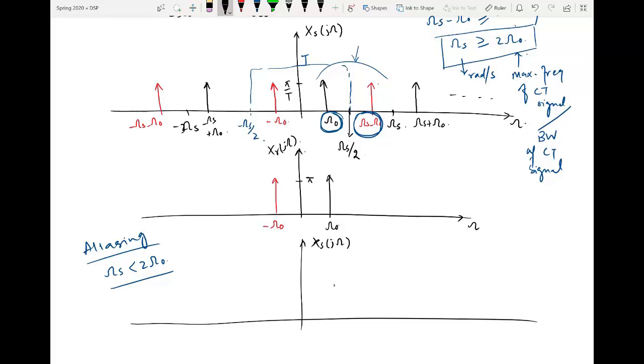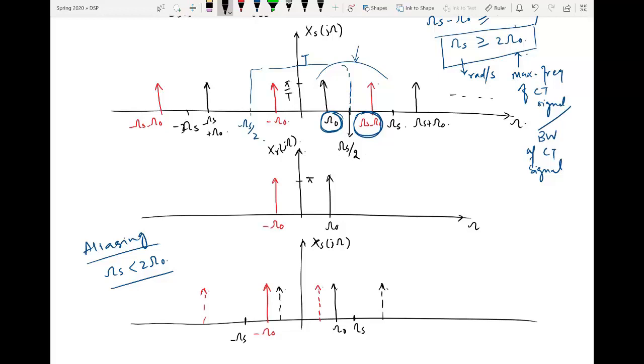For example, here is omega naught, the right sided impulse, and the left sided one is minus omega naught. And let's say omega s is somewhere over here. In that particular case, the left sided copy will come over here and the right sided copy will go over here. Similarly, on the other side, here is minus omega s, so the right sided copy will come over here and the left sided copy will go over here.